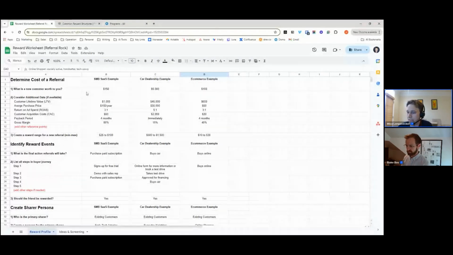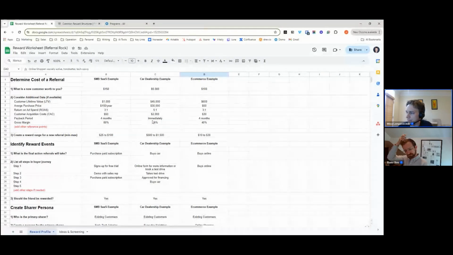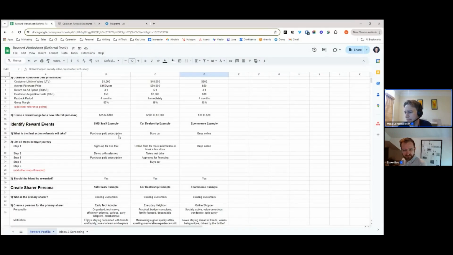Then if you have additional data, and again, you don't need any of this. Maybe you have some of it. Maybe you have other reference points. Again, this is sort of a framing exercise. And so, here would be some examples from these different types of businesses. That'll give you a reward range. And you can see, very different depending on the type of business. You would do this for your own.